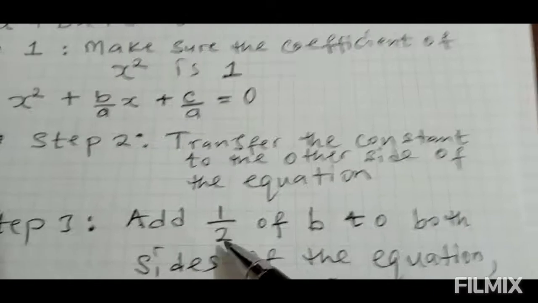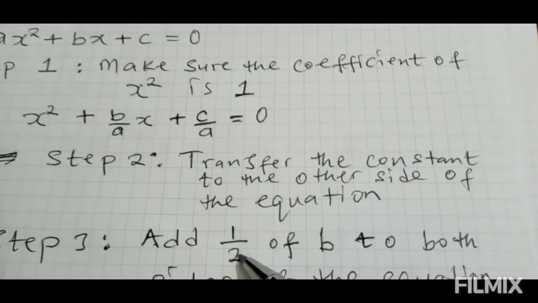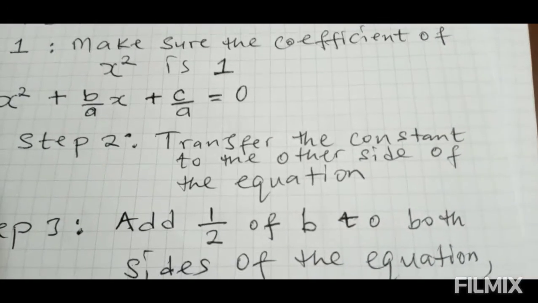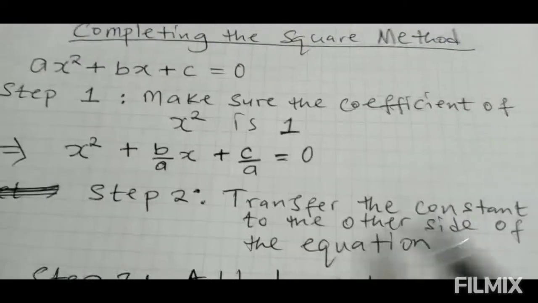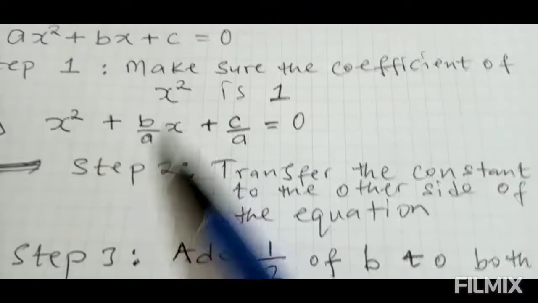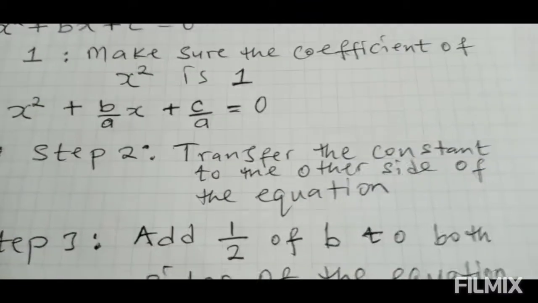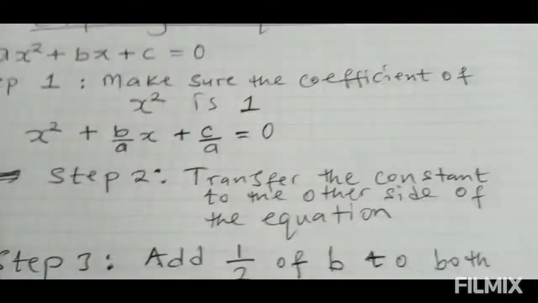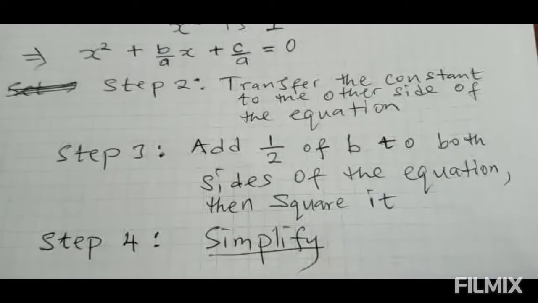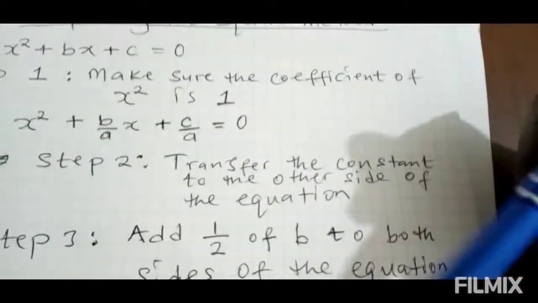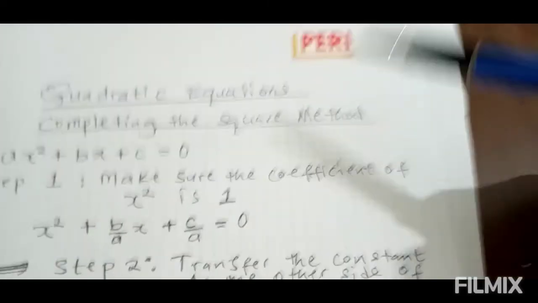Then step 3, add half of b to both sides of the equation, then square it. Then step 4, simplify, solve. So we have to follow these 4 steps to solve the equation.